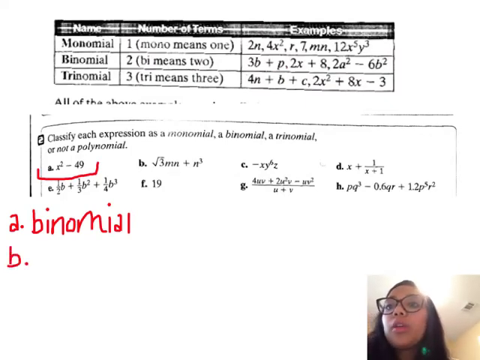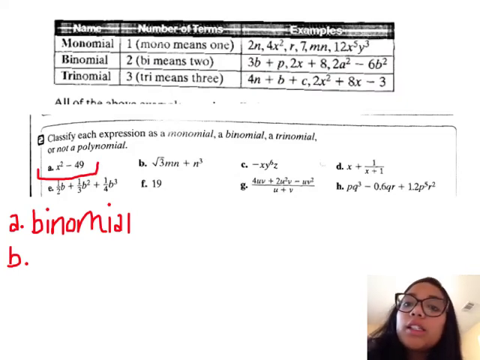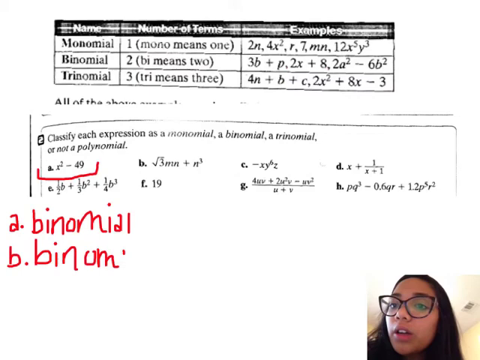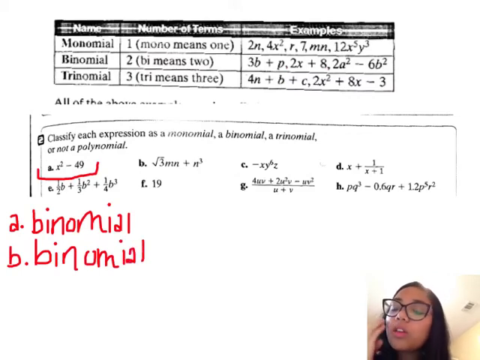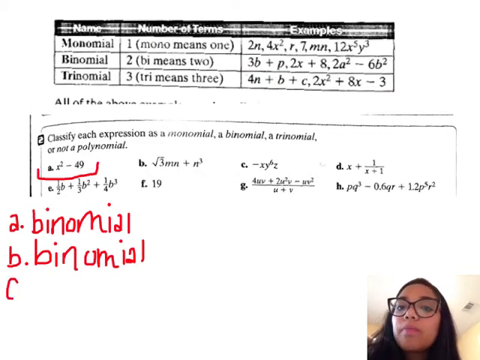B, the square root of 3mn plus n cubed. Is that a polynomial? Yes, it is a polynomial. It is a binomial. And again, if you have questions and I don't clarify something for you, go ahead and write them in your notebook, and then when you come into class tomorrow, I will gladly answer them.